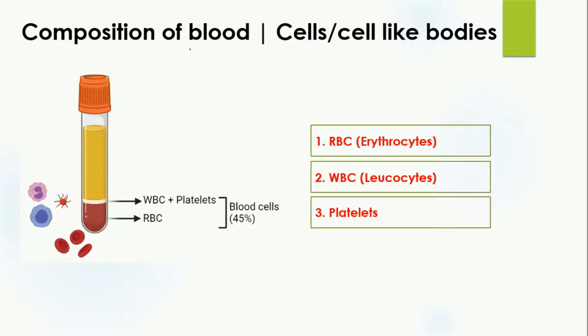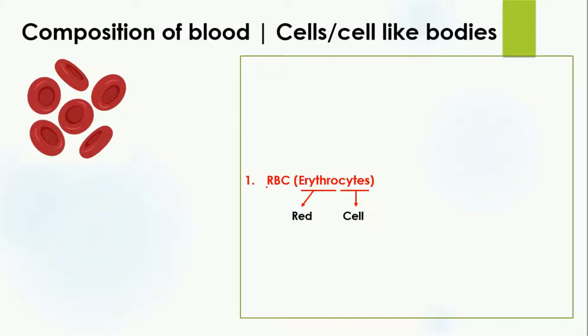Second part of blood is cells or cell-like bodies. I told you that cell or cell-like bodies make up 45% of the blood, and when we divide it, they are divided into three components: red blood cells, which are known as erythrocytes, white blood cells known as leukocytes, and platelets. Red blood cells, or in short RBCs, are known as erythrocytes.